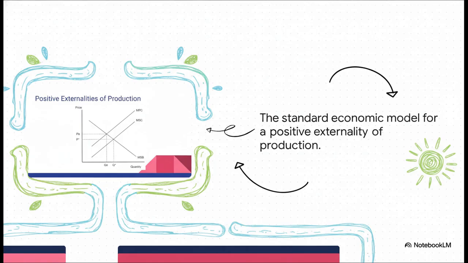Now, I know it can look a bit complex at first glance, but it's really just a supply and demand graph with a couple of extra curves. These help us separate the private costs from the total cost to society. Let's break down what each bit represents.